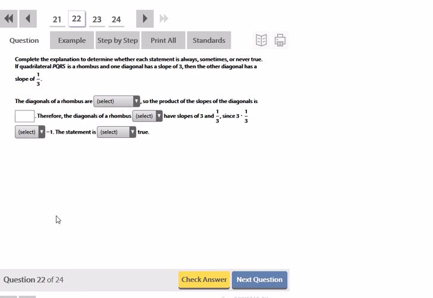Complete the explanation to determine whether this is always, sometimes, or never true. If a quadrilateral is a rhombus and one diagonal has a slope of 3, then the other diagonal has a slope of 3 1/3. The diagonals of a rhombus are perpendicular, so the product of the slopes is -1. Therefore, the diagonals of a rhombus cannot be 3 and 1/3, because when you multiply them, that gives you +1, not -1. So this is never true.